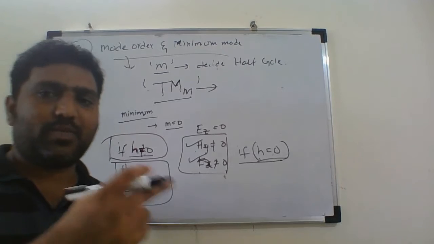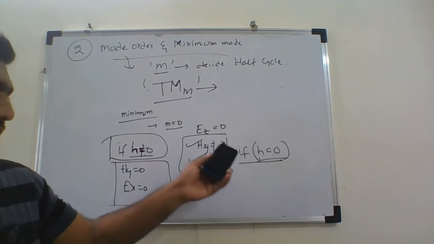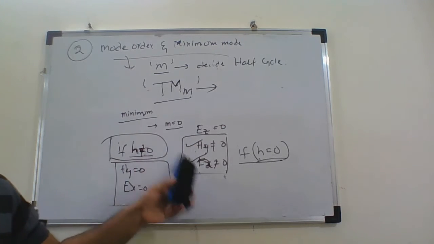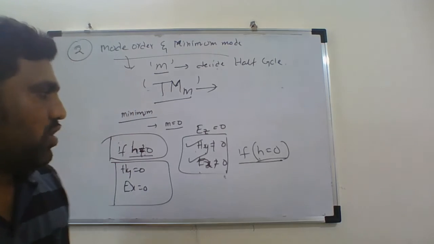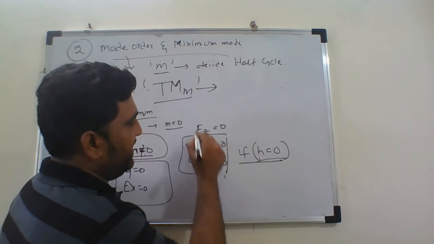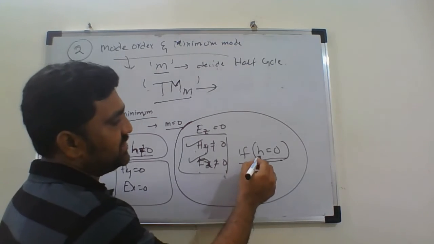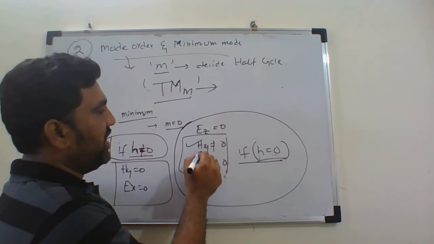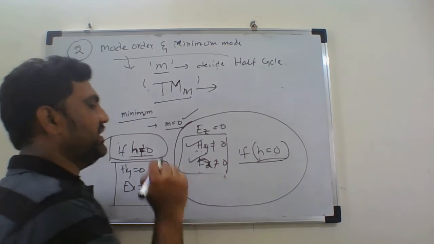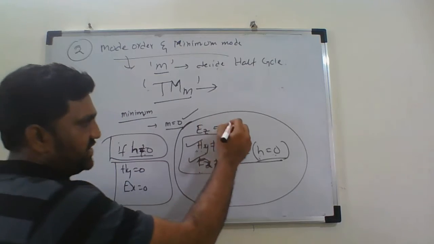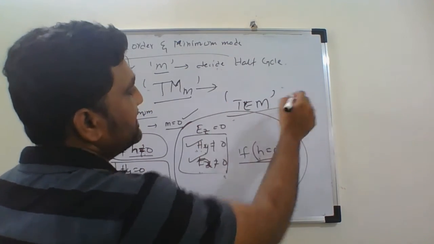Because 0 by 0 is undefined. So in this case, if it is 0, this will become defined. We will get some values, they will not be 0. Point clear? So therefore, we get a special case here when h is equal to 0. For m equal to 0, we get the propagation of Hy and Ex. This special mode we call TEM mode, that we will discuss later.